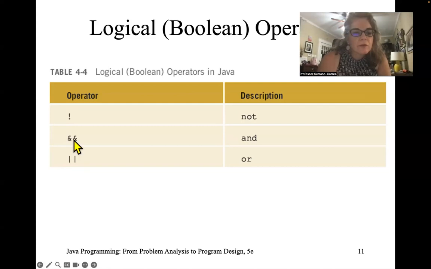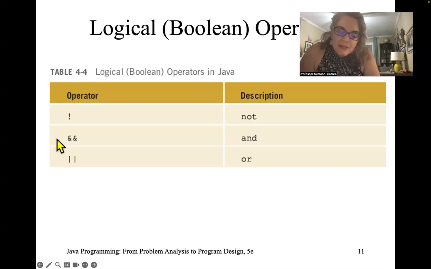This is and, or. For example, if you say, if you are 16 years old and you have a driver's license, then this happens. Or if you say, if your grade is greater than or equal to 90 and less than or equal to 100, then you have an A. If your grade is greater than or equal to 70 and less than or equal to 79, then you have a grade of C.